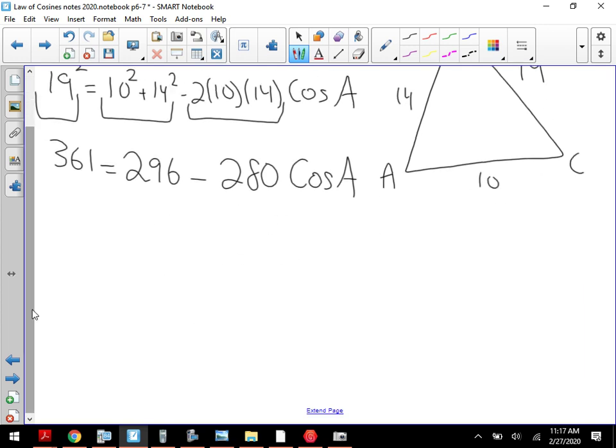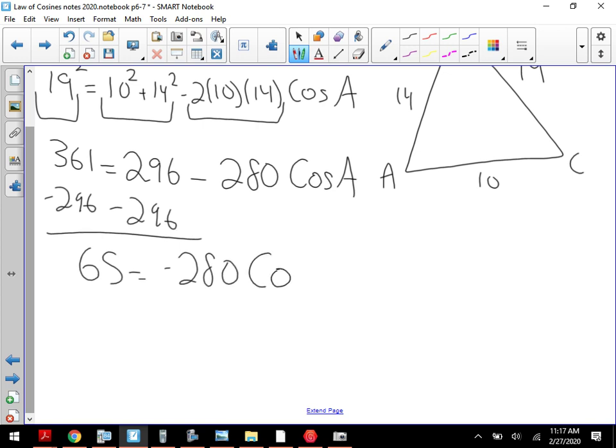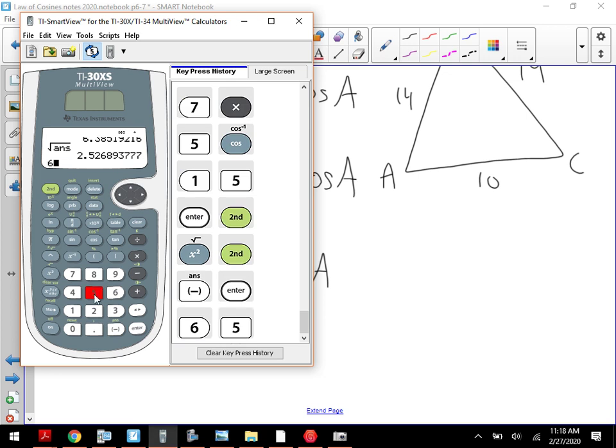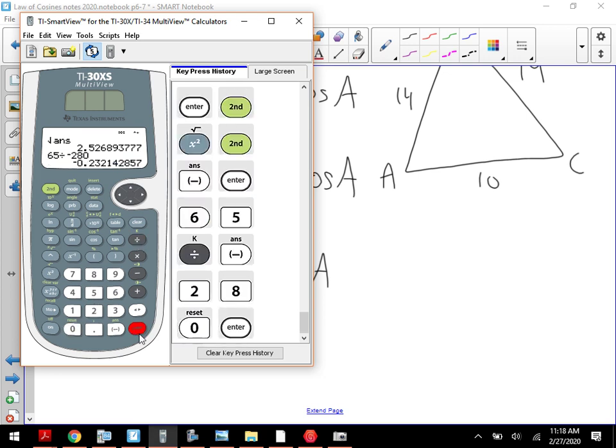So you work backwards, subtract the 296. I think this was 65, if I'm not mistaken. Don't forget to bring out the negative. That's also a simple mistake. It'll still work if you don't bring down the negative, but your answers will all be wrong. So divide this out by the negative 280. 65 over negative 280. That crummy decimal is the cosine of A.